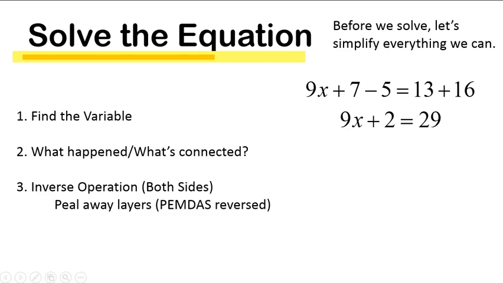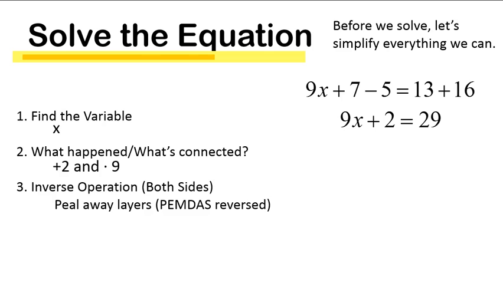I'm going to find my variable. We need to start training our eyes to always look for that variable. In this case, our variable is x. The variable is just the letter that appears inside of the equation. Now we're going to ask what happened to x. A couple of things happened here. This is now a 2-step equation. We have adding 2 and we have multiplying times 9.